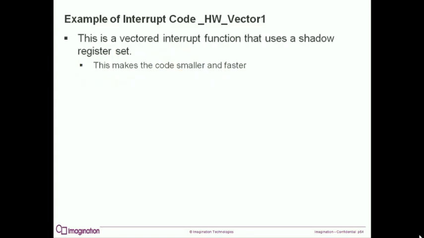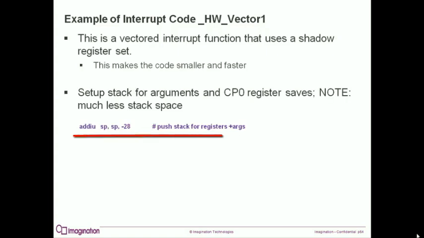I'll now go through the code for hardware vector 1. Hardware vector 1 is set up with a shadow register set. Using the shadow register set is less overhead and makes it quicker to start servicing the interrupt, due to the fact that you do not need to save all the general purpose registers. I'll quickly go through the steps involved because they are very much the same as I have shown you for hardware vector 0, just a few less.